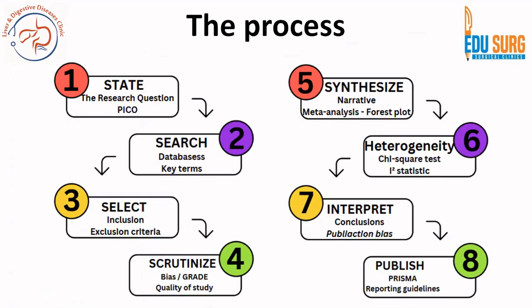Now, the process involves 8 important steps. We have highlighted it in this diagram, from stating the research question to searching databases, inclusion, exclusion, scrutiny, and then the meta-analysis part, and then the publication. We will see each of these steps one by one in the next part of this series, and that will conclude our series on how to write a systematic review and meta-analysis.